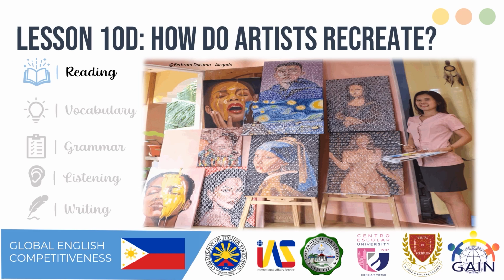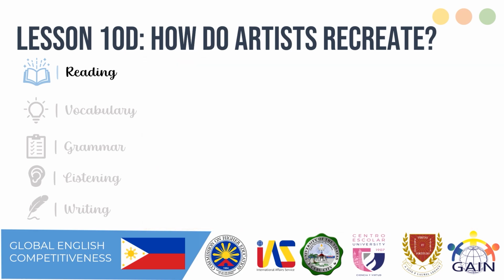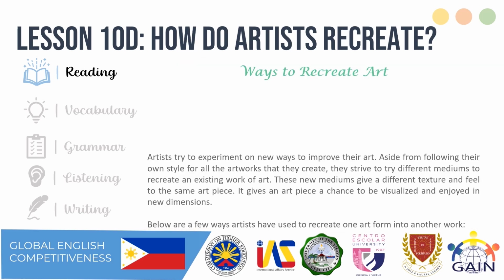Artists try to experiment in new ways to improve their art. Aside from following their own style for all the artworks that they create, they strive to try different mediums to recreate an existing work of art. These new mediums give a different texture and feel to the same art piece. It gives an art piece a chance to be visualized and enjoyed in new dimensions. That's what we are going to talk about in this lesson. There are three common ways to recreate art.